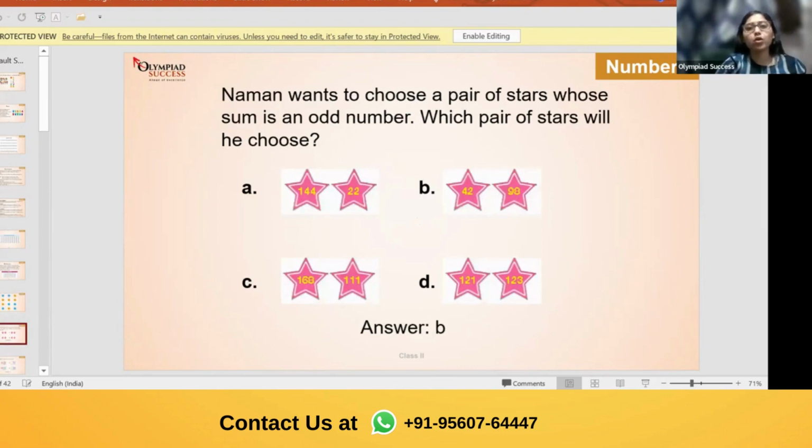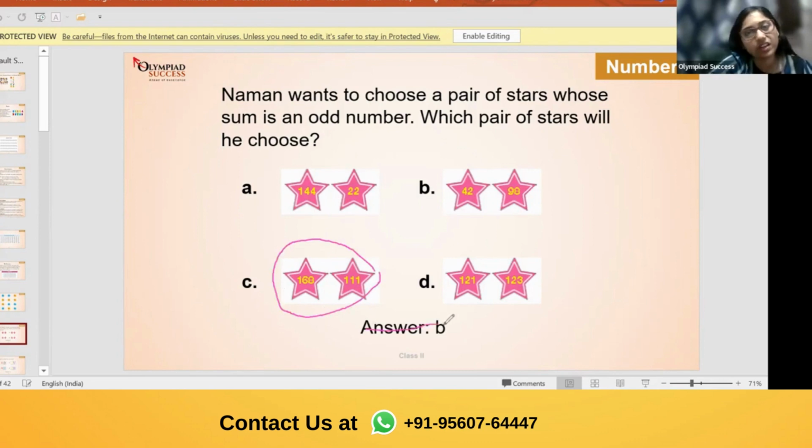Naman wants to choose a pair of stars whose sum is an odd number. Which pair of stars will he choose? Naman wants to choose the pair of stars, but the sum should be odd. So which is the correct option? Who will tell me? Okay, according to Krishna, it's C. What about others? Ayansh is also saying C. Mishika? Okay, so the right answer is C.